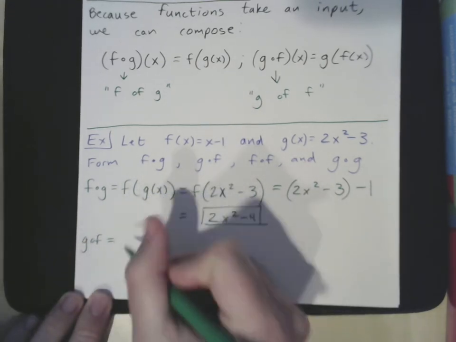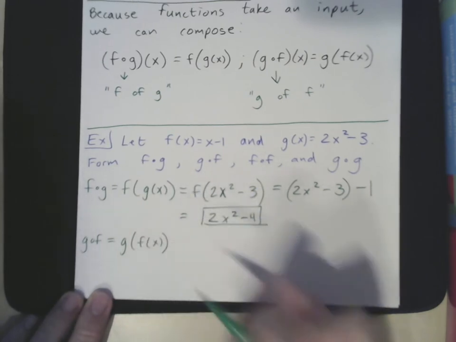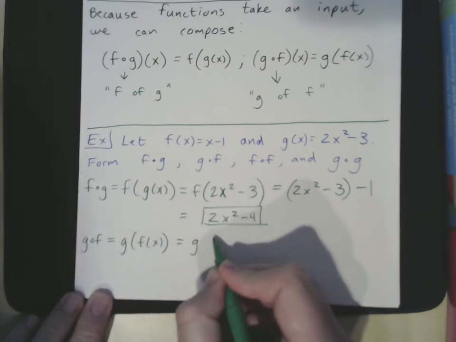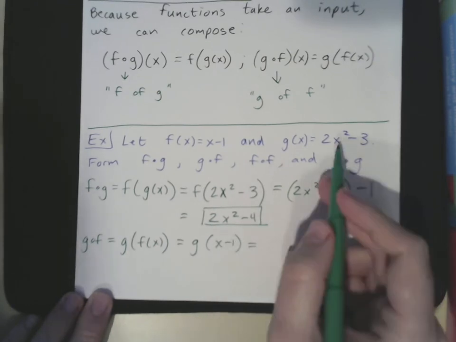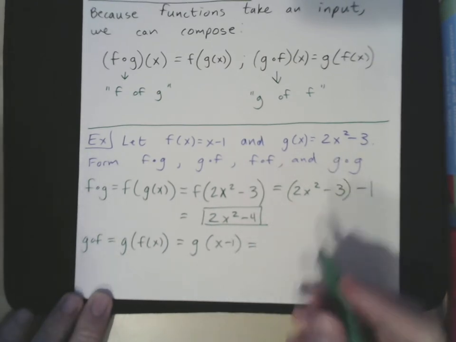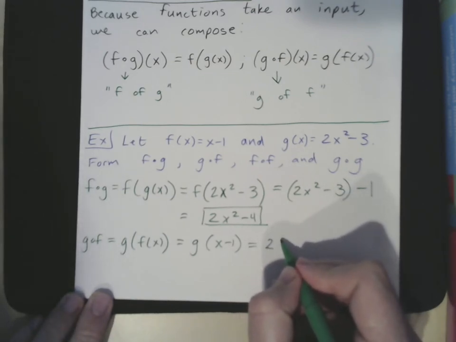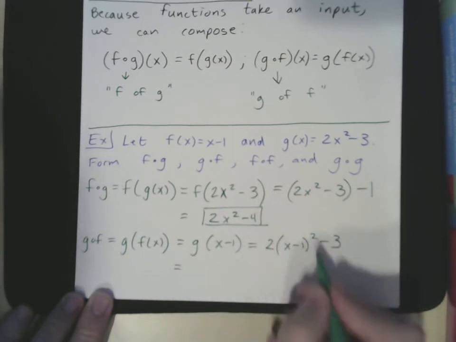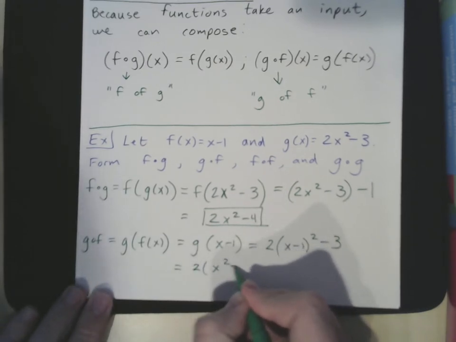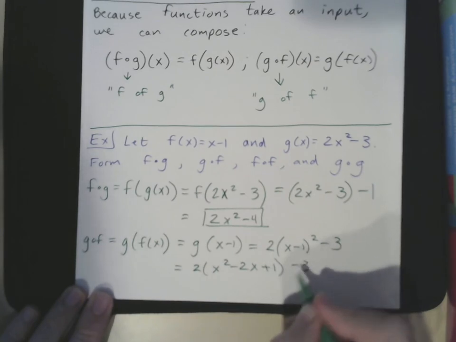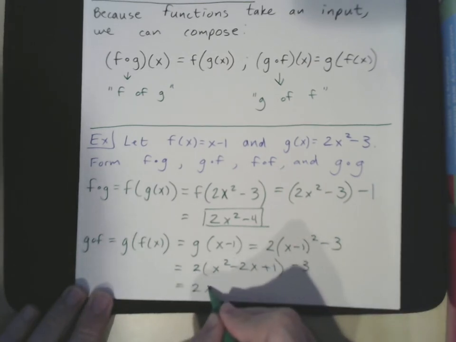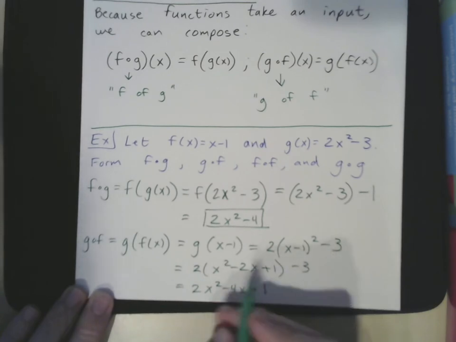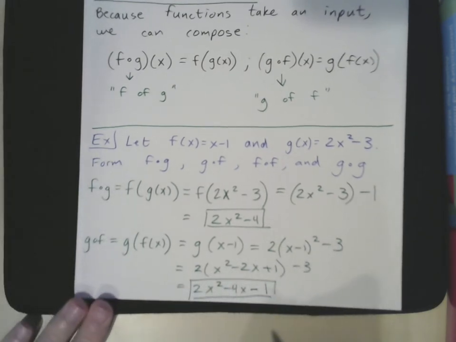G of f of x does the same thing except in the opposite direction. So instead of plugging g into f, we're now plugging f into g. So this is g of x minus 1. So all of our x's in g, specifically this one, are going to get replaced by x minus 1. So this is 2 times x minus 1 squared minus 3. And then expanding that out, we have 2 times x squared minus 2x plus 1 minus 3. And here we have 2x squared minus 4x plus 2 minus 3 is minus 1. And that's our g circle f.